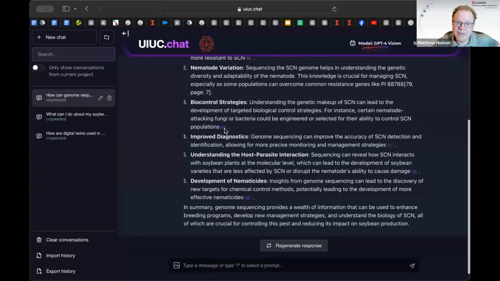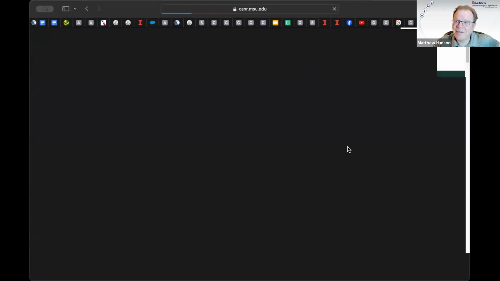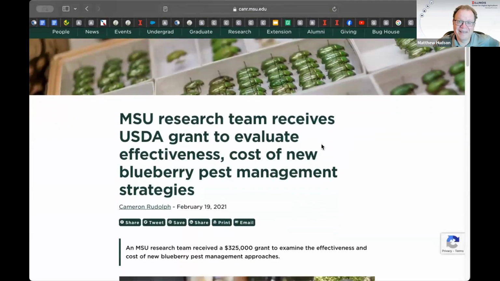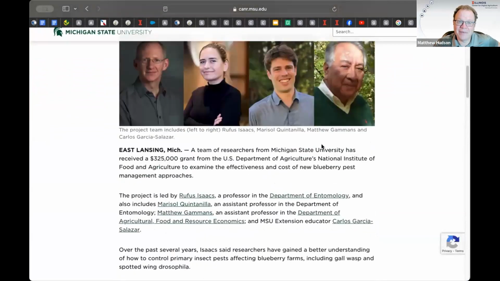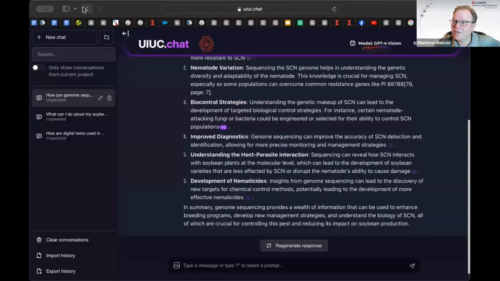So biocontrol strategies, for example, is going to MSU, and it's actually got that information from a grant description that people are working on, because we've asked it a kind of researchy question there. So it doesn't purely use extension publications, it scrapes land-grant university websites. And we think it collates that information fairly well.